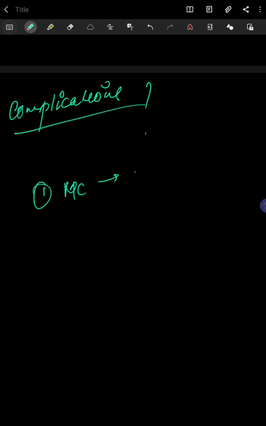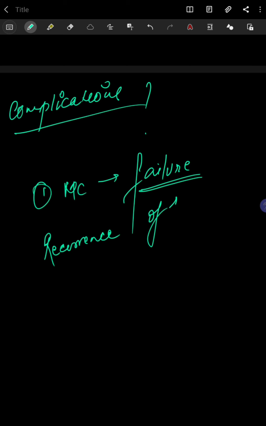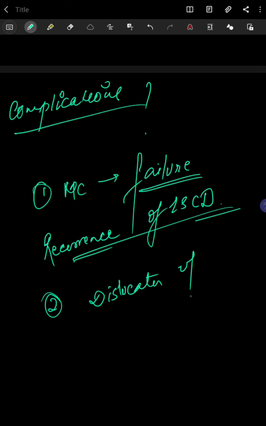What are the complications that may occur? Of course, the most common complication is failure, that is the recurrence of limbal stem cell deficiency. Other complications like dislocation of the graft or of the amniotic membrane are rare. Okay, thank you.